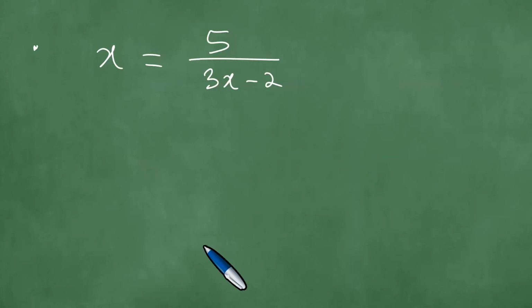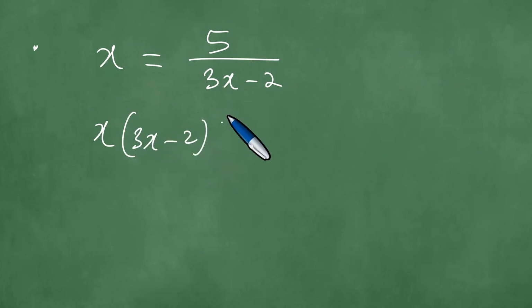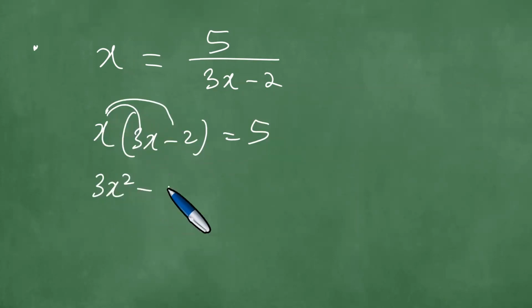Cross multiplication. Thanks. That's standard, right? Right. So that is cross multiplication. So we have x into 3x minus 2 equals 5. Anyone, what do we do next? We expand. We expand or we distribute. So we multiply through x by this and x by that. So which means it is 3x squared minus 2x equals 5.